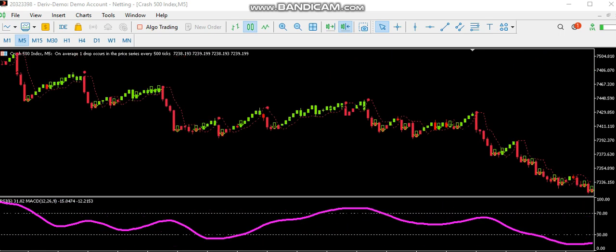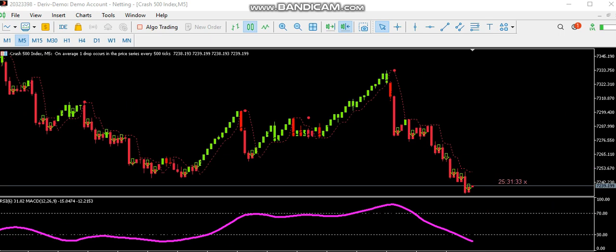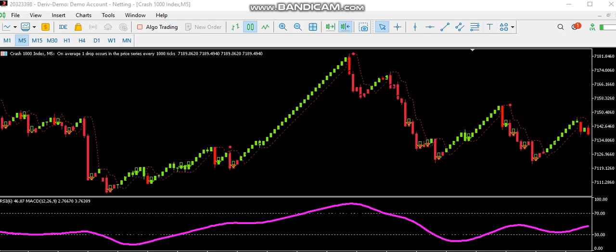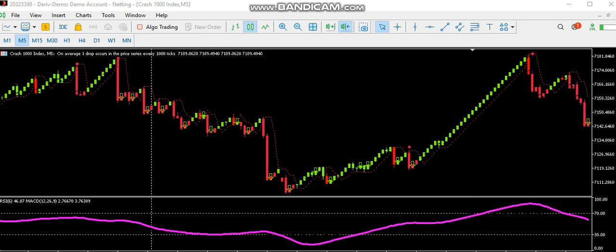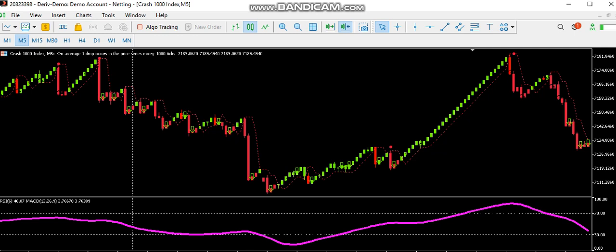So this is it. I'll move now to Crash 1000. So this is Crash 1000. Now you can see all this move right from here, all this move right from here. You got it down here, you close your trade there, it came up, you close your trade there.